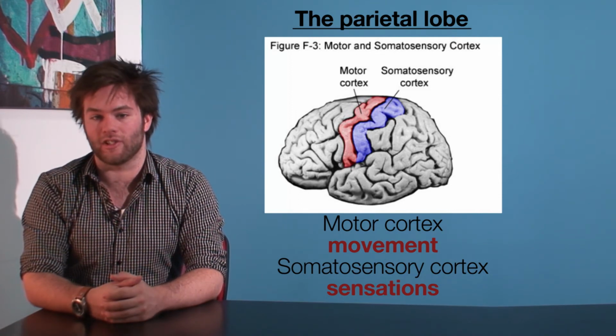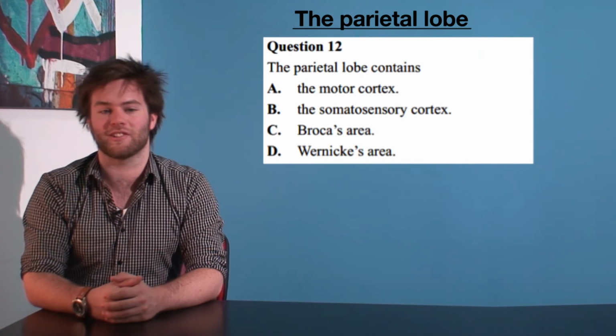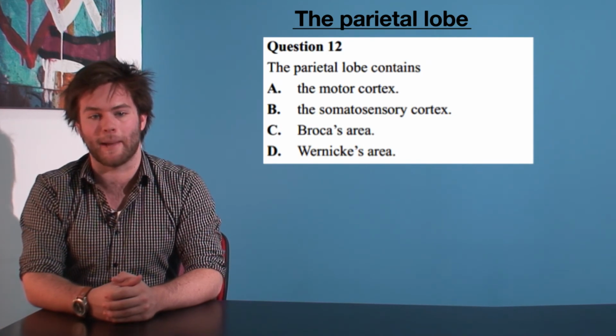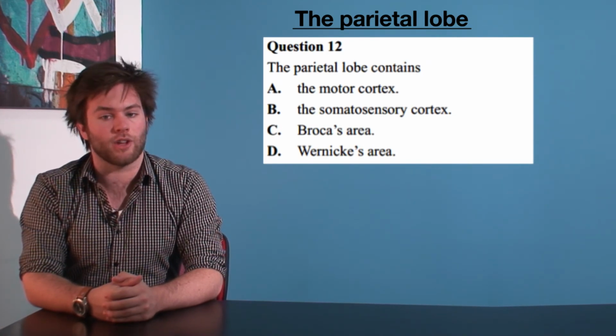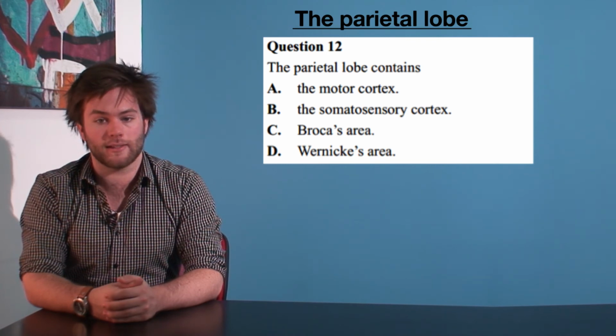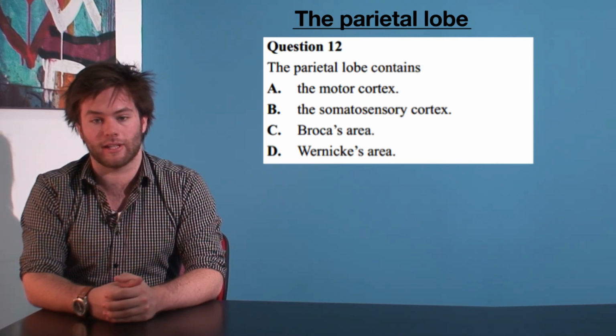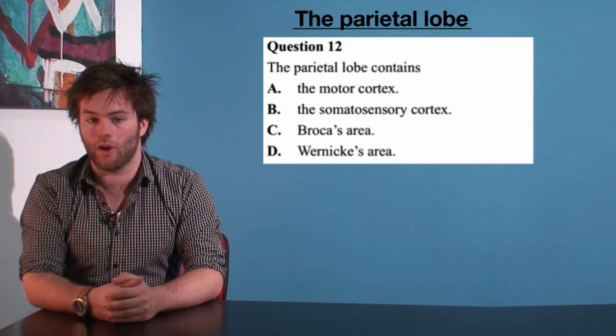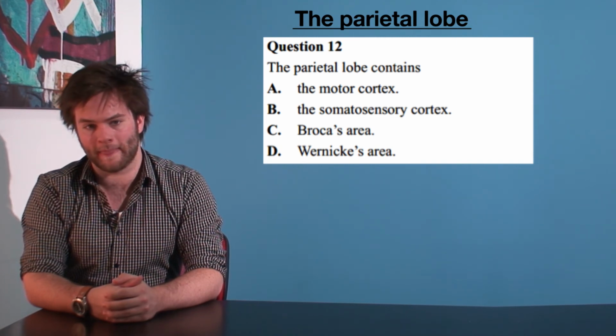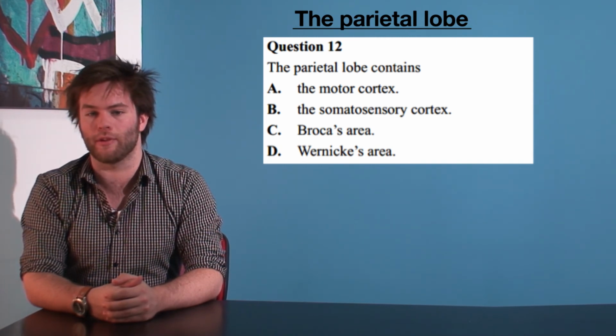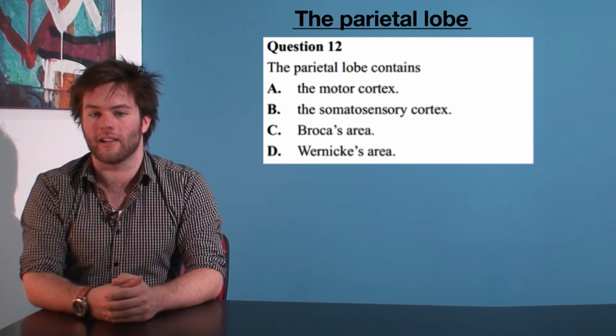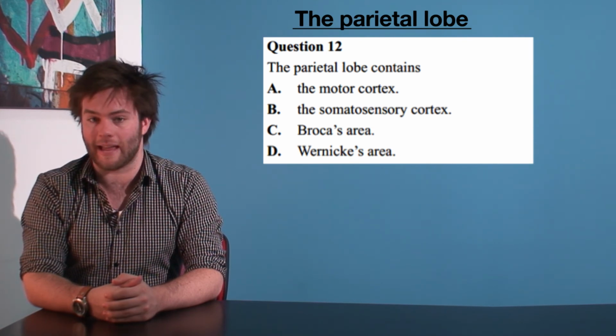As a bit of light revision, try answering this multiple choice question from the 2008 VCE exam. Does the parietal lobe contain A, the motor cortex, B, the somatosensory cortex, C, Broca's area, or D, Wernicke's area? If you've been paying attention, this should be pretty easy. But think of it this way, you just learnt the answer to an exam question.